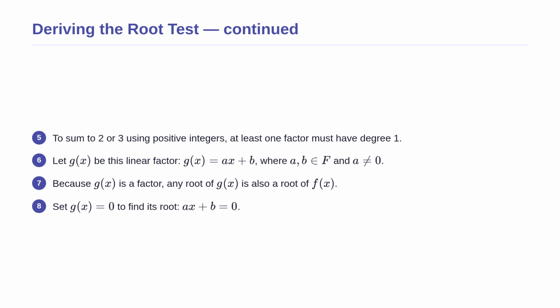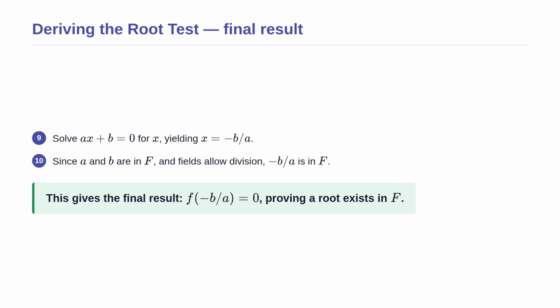Now, because g of x is a direct factor of our original polynomial, any value of x that makes g equal to 0 will also make the whole polynomial 0. So we set our linear factor to 0 to find its root. To find this root, we simply solve the linear equation for x, which gives us negative b divided by a.